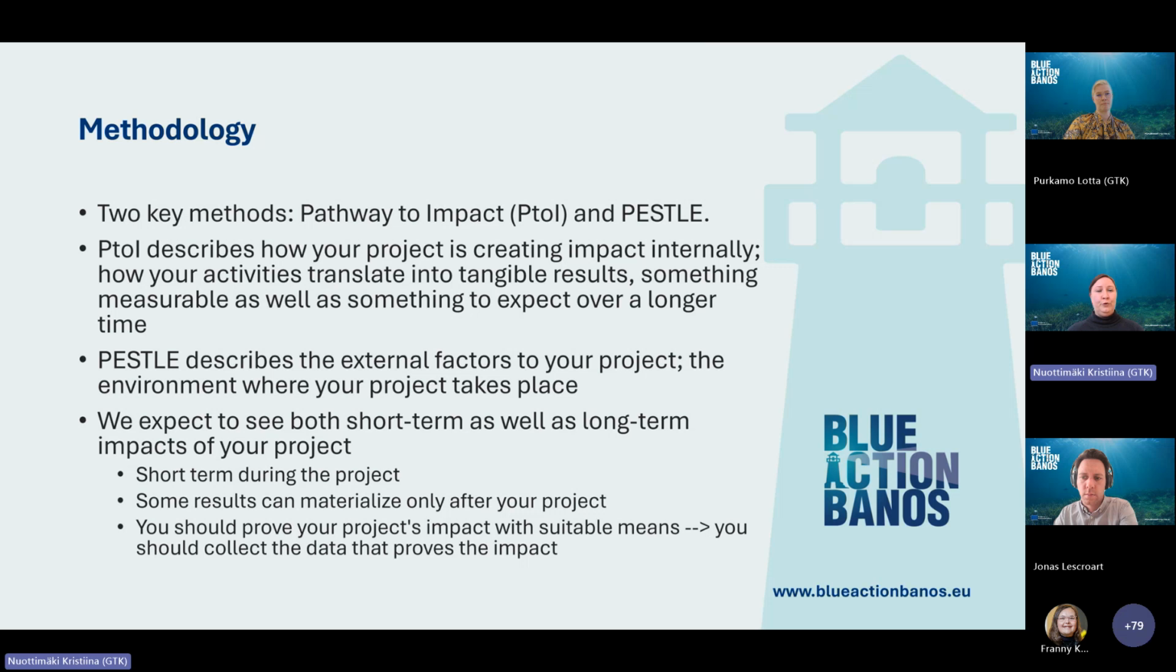But basically you should prove your project's impact with suitable means. So you should collect the data that proves the impact. This can mean many different things. So you can, for example, have background from scientific research that has proved that some effect will occur, or base your results or assumptions on previous demonstrations, or so on. So we will not collect the proofs that your impact will happen, but you should prove it yourself in the application.